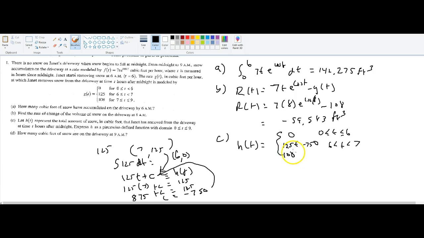It's going to be 108 times t plus some constant. So I go over here, 108 times time plus a constant has to give me, okay, where do I know? I know at 7, she needs to start having 125, right? So I'm going to put 125 here. I'm going to plug in a 7. So I got 108 times 7 plus C must equal 125. And so 7 times 108, minus 125, and I get negative 631.